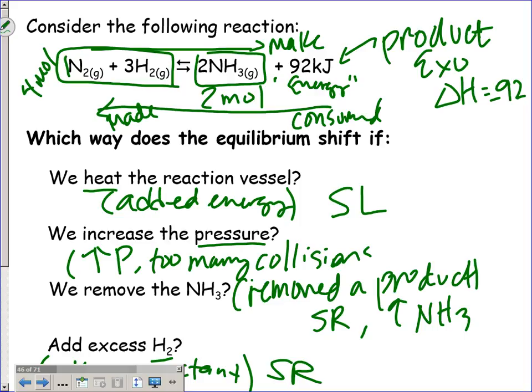So we're saying too many collisions are occurring, so we want to shift right because that's going to consume the 4 moles of gas. They're going to go down. We don't want them anymore. We want to lower the number of moles. And it's going to go towards the 2 moles of gas, and that's a lower number. That's going to cause less collisions. That's going to fix our pressure. So that's good. That is a shift right.